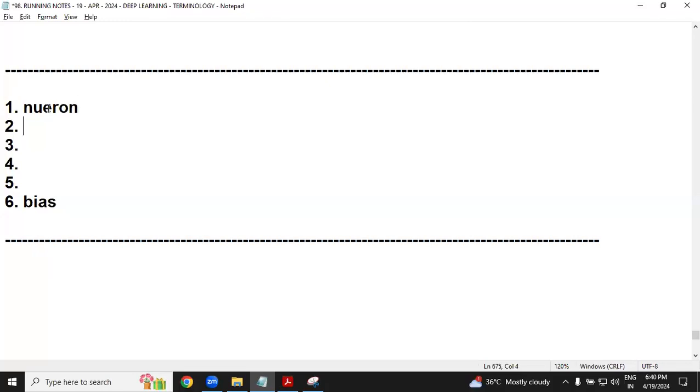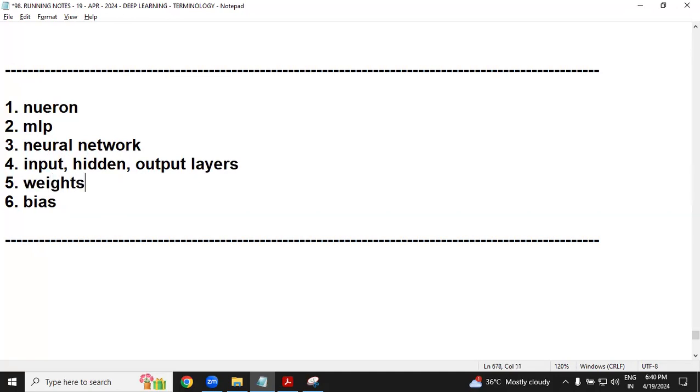Neuron. Next one is MLP. Next one is neural network. Next one is input layer, and next one is hidden layer. Next one is output layer. That's it.